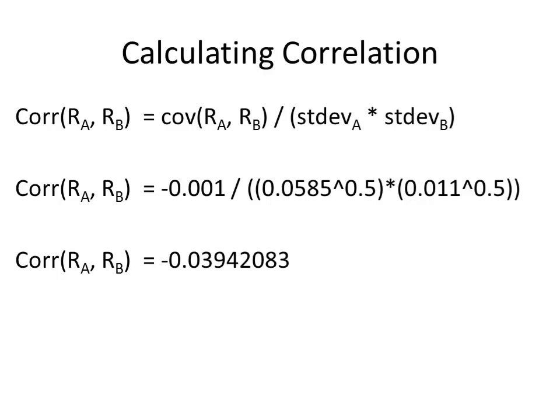And when we do all this math out, what we get is the correlation of SuperTech with Slowpoke is minus 0.03942083. Now, I've used a lot of decimal places here, but when we're doing calculations like this, you really want to keep all your decimal places right up until the end. In fact, if you're going to use this number in a later calculation, what you'll want to do is actually leave it in your calculator, perhaps by storing it in the memory.